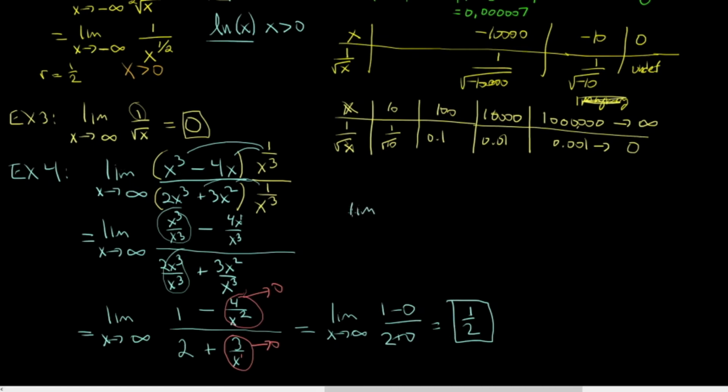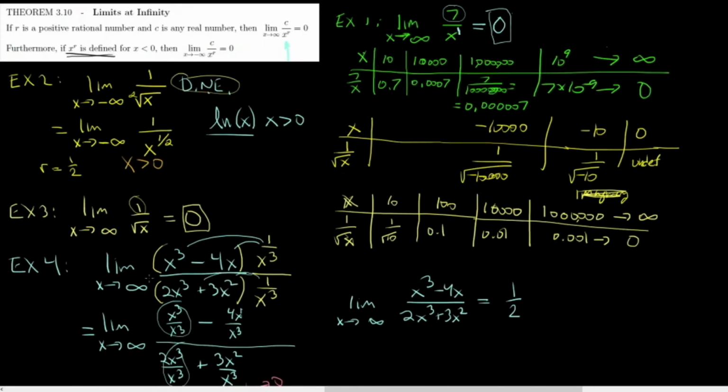So I messed up the original problem here, but I can copy it down again. The original example was the limit as x approaches infinity of x cubed minus 4x all over 2x cubed plus 3x squared. Now we know through this calculation here that this limit is 1/2. Okay, so I hope that helps.